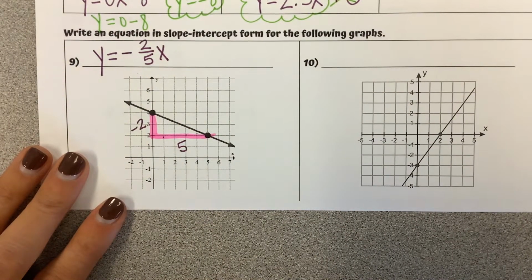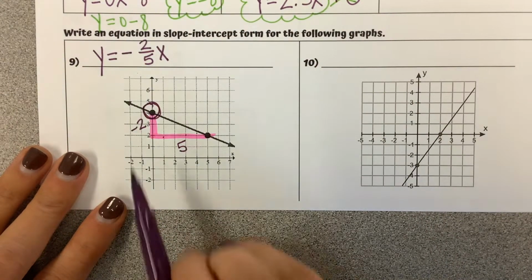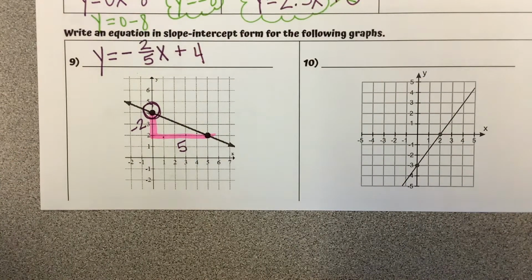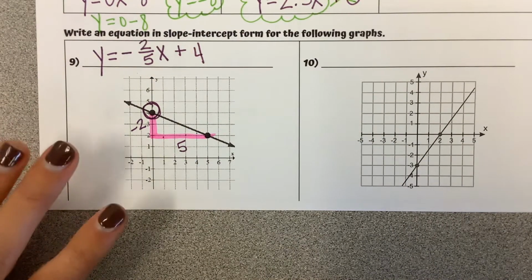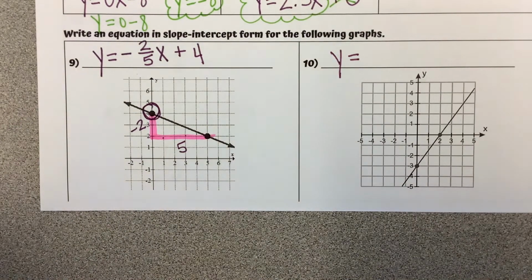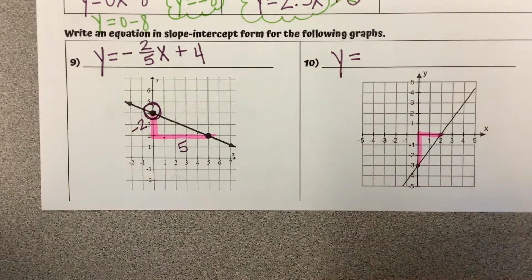Our second part is our intercept, so where it intercepts the y-axis is at positive 4, so plus 4. Okay, number 10. Again, it's going to be y equals. We need to find our slope. So we are doing the rise over the run.